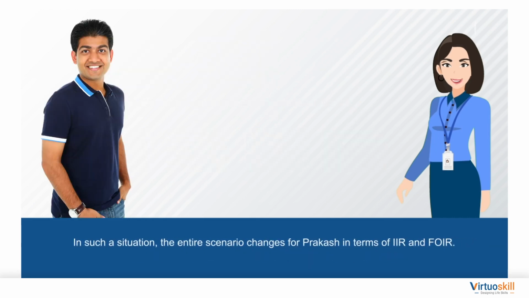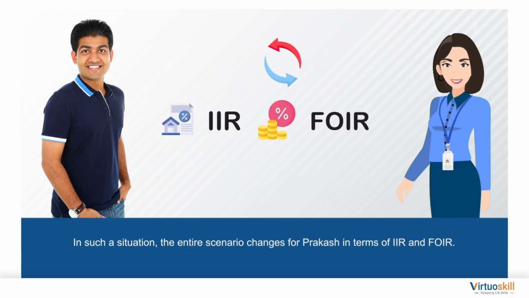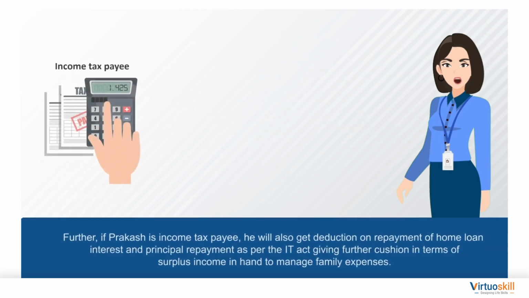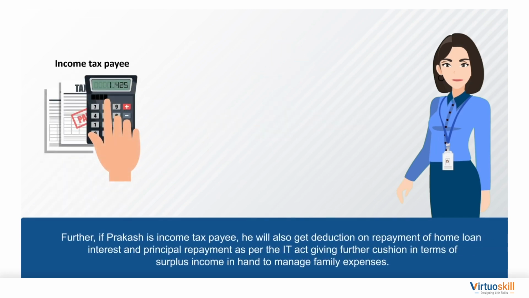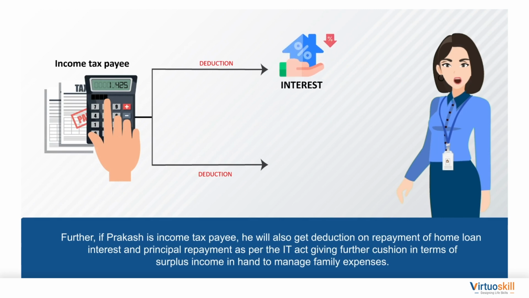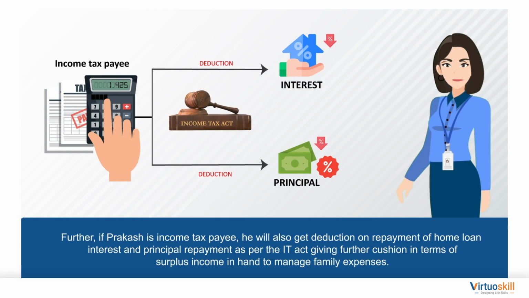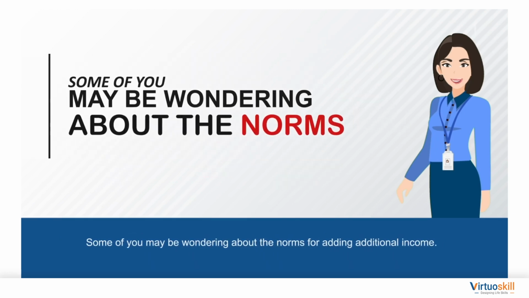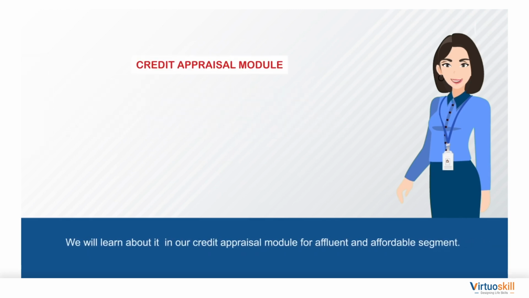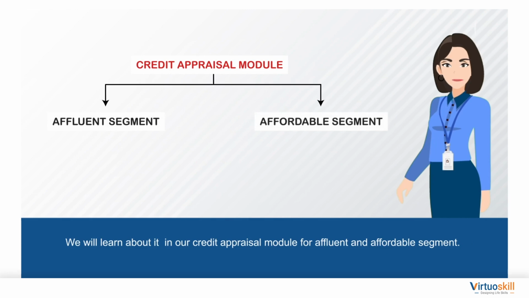In such a situation, the entire scenario changes for Prakash in terms of IIR and FOIR. Further, if Prakash is an income tax payee, he will also get deduction on repayment of home loan interest and principal repayment as per the IT Act, giving further cushion in terms of surplus income in hand to manage family expenses. Some of you may be wondering about the norms for adding additional income. We will learn about it in our credit appraisal module for affluent and affordable segment.